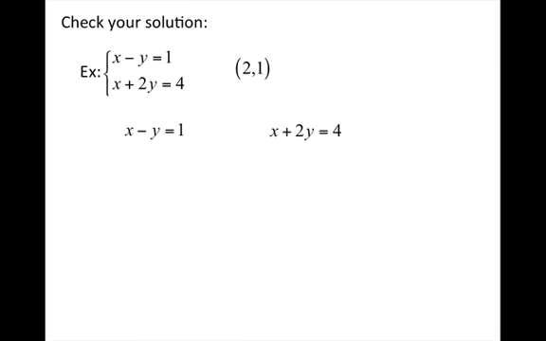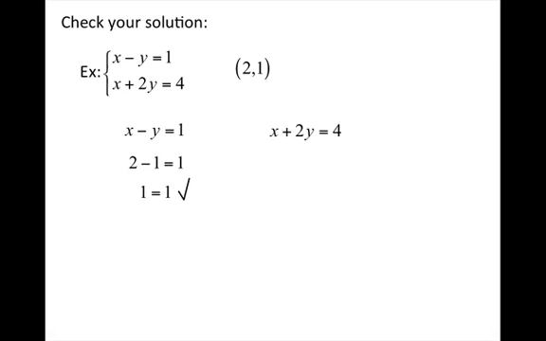So take your first equation, x minus y equals 1, and I'm replacing the x with a 2 and the y with a 1. So I get 2 minus 1 equals 1. And simplify that first side. 2 minus 1 is 1, so I get 1 equals 1. So this solution checks in the first equation. If the solution works in the first equation, you have to check it in the second equation as well.